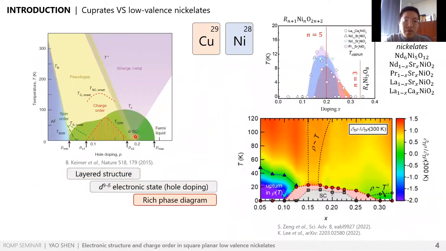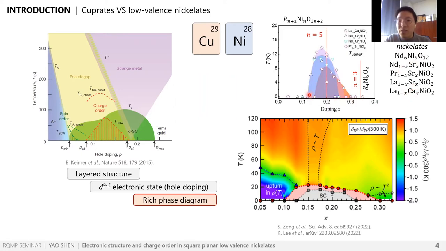If you look at the phase diagram, the phase diagram for the cuprates is pretty rich. And this is the latest phase diagram for the infinite layer nickelate. In the underdoped regime, there is an upturn in the resistivity indicating insulating behavior, which corresponds to the antiferromagnetic phase in cuprates. Here is the superconductivity dome, and we have linear behavior of the resistivity indicating the strange metal phase. And in the overdoped regime, we have Fermi liquid behavior. So as you can see, although some details might be different, overall the phase diagram is very similar to cuprates.